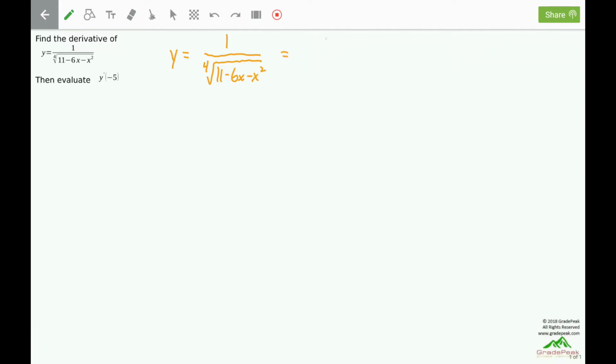Since the numerator is not a function of x, it's not necessary to use a quotient rule. That denominator, since it's under a root, we'll want to rewrite as a fractional exponent. And we have 11 minus 6x minus x squared, all of it to the first power, but it's the fourth root. First power, fourth root, 1/4 power.